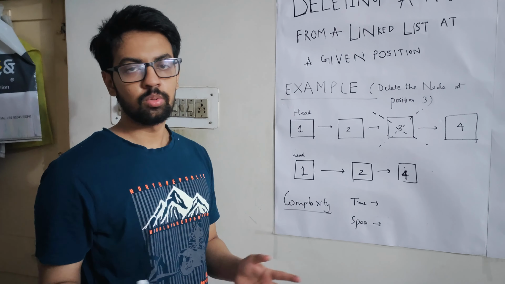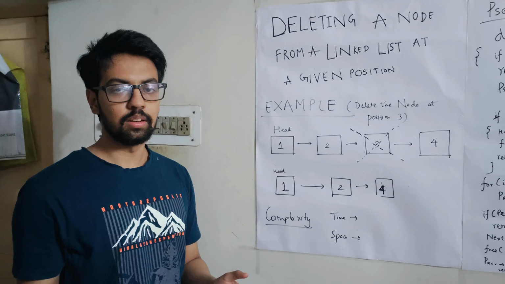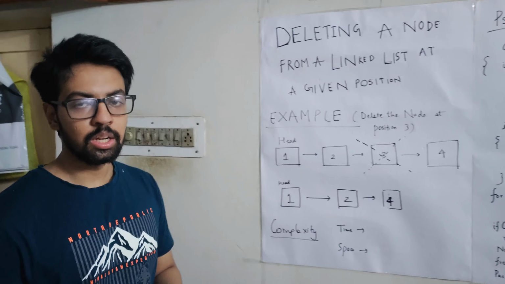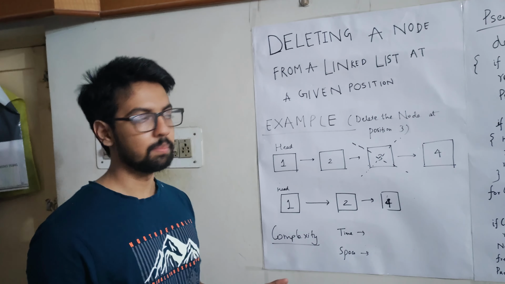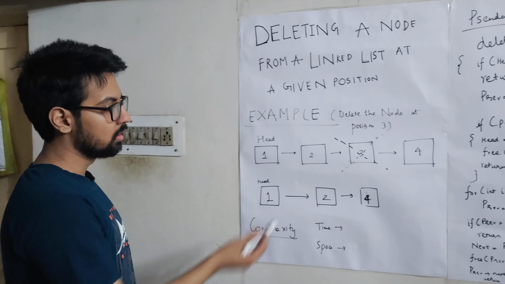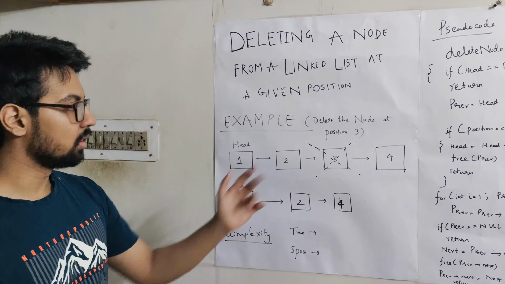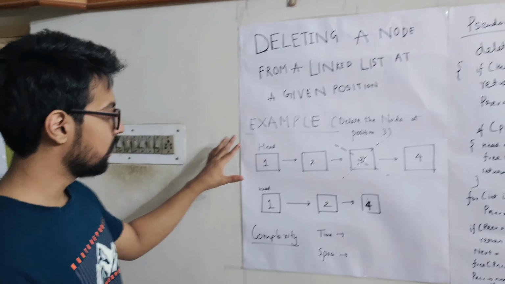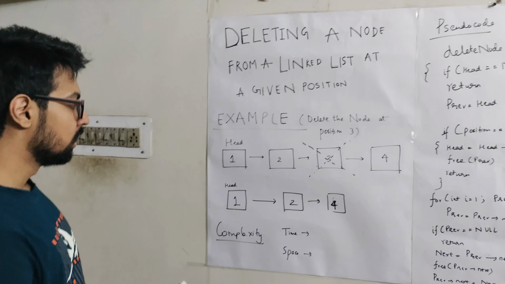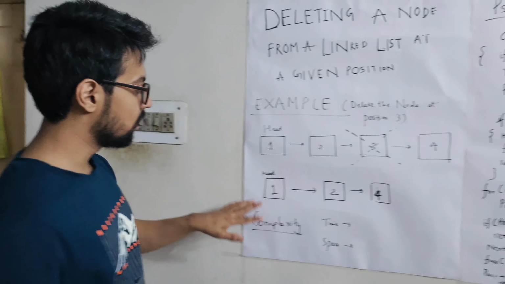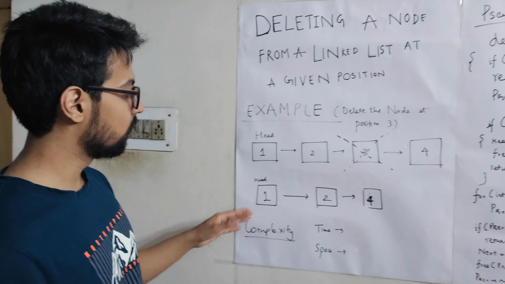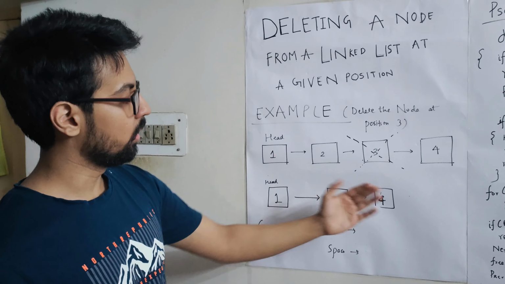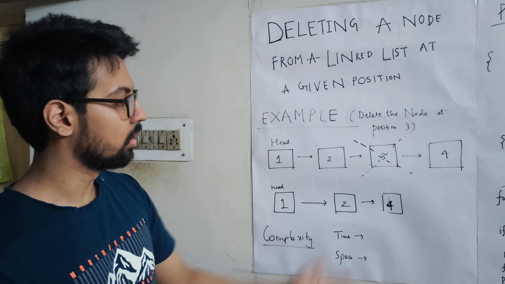be explaining how to delete a node from a singly linked list at a given position. In order to understand this, let's take an example. Consider that we have this linked list present and we want to delete the node present at position 3. Head will point to the initial node. After deleting this node, this is how the final linked list will look like. 1 will point to 2 and 2 will point to 4 as 3 has been deleted.